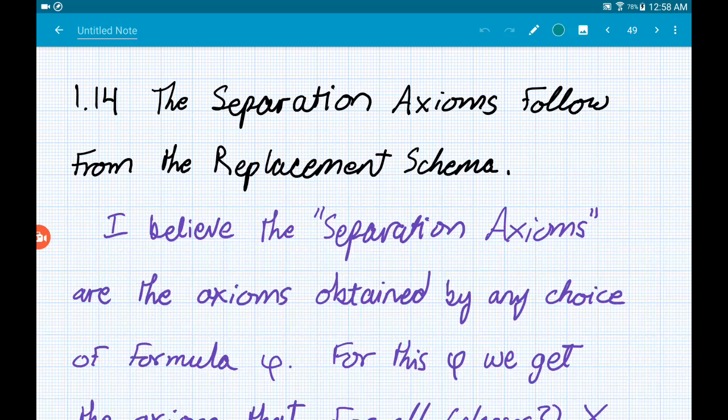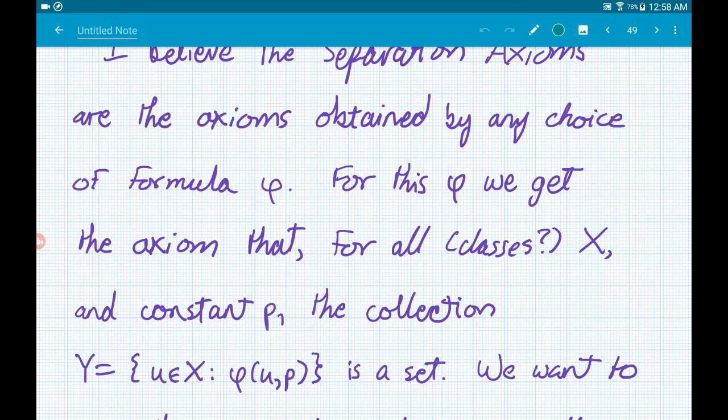Okay, the separation axioms follow from the replacement schema. I believe when the author says the separation axioms, he's talking about all of the axioms that you can obtain by selecting a formula phi and applying the separation schema.